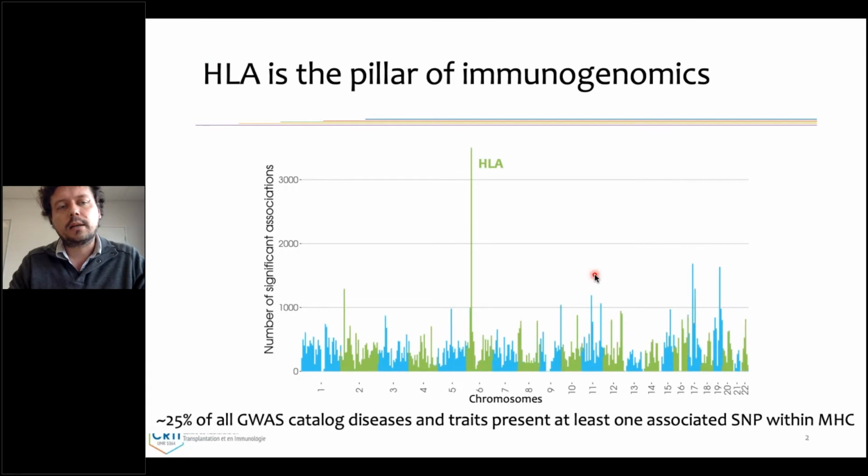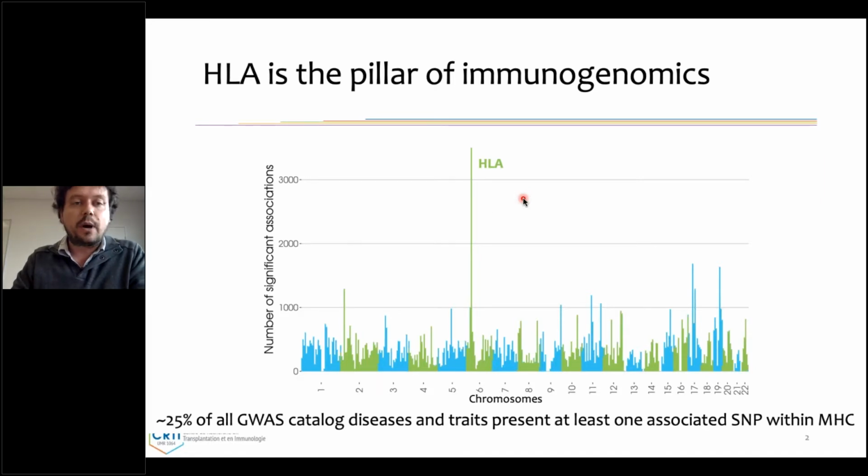HLA is very associated with a lot of diseases and traits. Around 25% of all GWAS catalog diseases and traits present at least one associated SNP within the MHC. This is what we see here. This is the number of significant associations per region of the genome, from chromosome 1 to chromosome 22. And what we see, the large peak in the middle, is the HLA region.